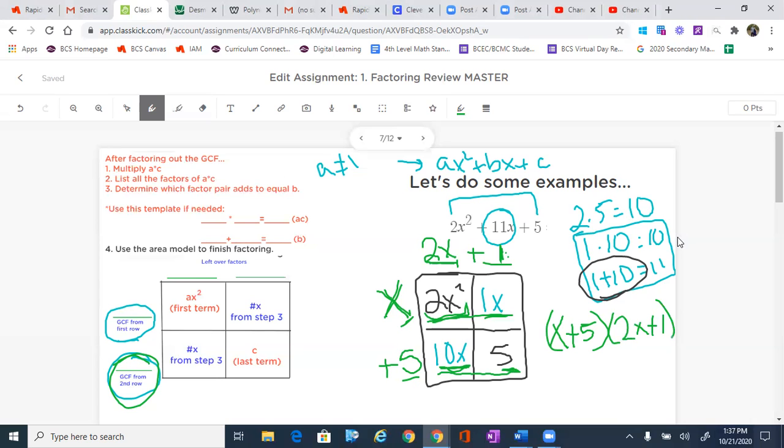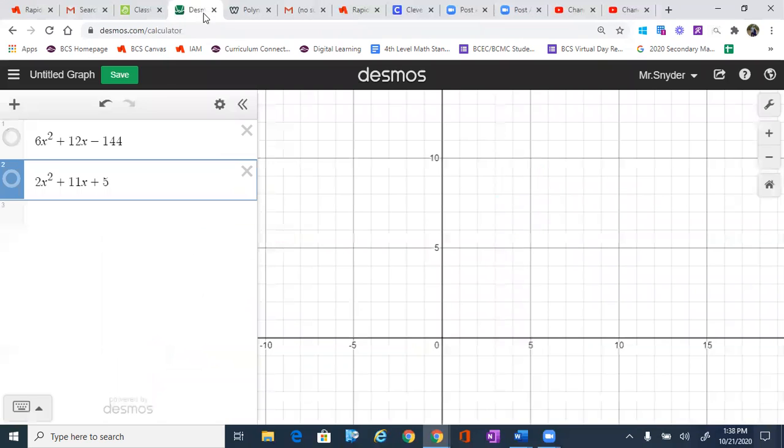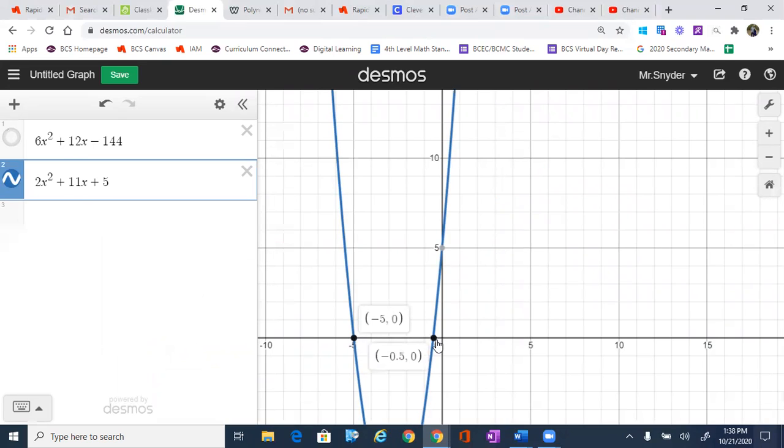Now, some people right now are going to say, man, I don't know if I can remember that. How do I do that in Desmos? So that's what we're going to do. We're going to Desmos. So we put in that equation, 2x squared plus 11x plus 5. And the first thing I'm going to do is look for the roots. And you're going to notice we have a root at -5. And then we also have a weird root right over here, which is going to be at -0.5.